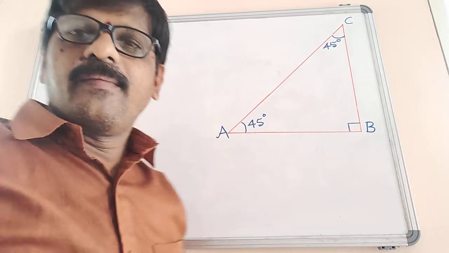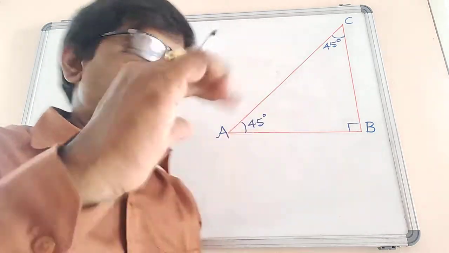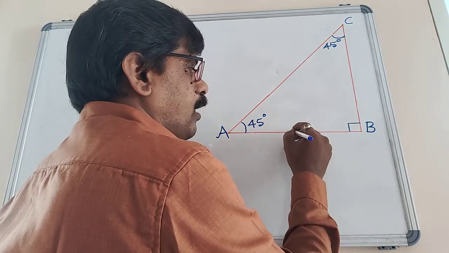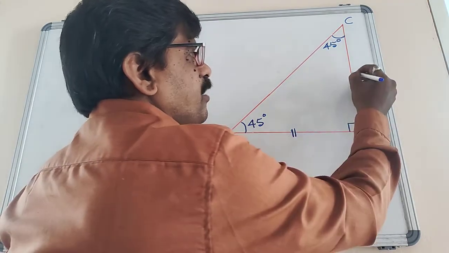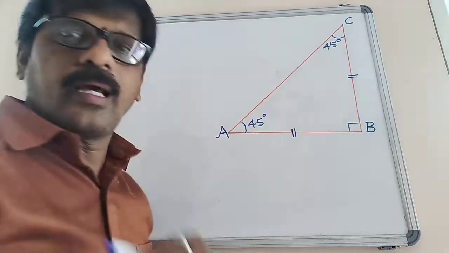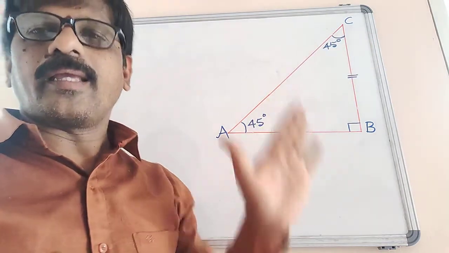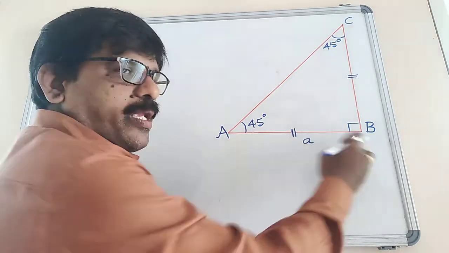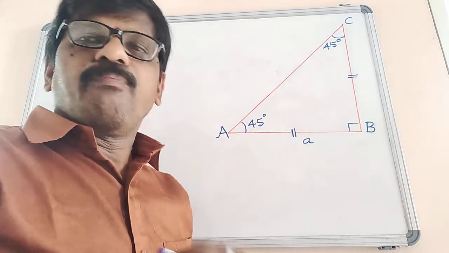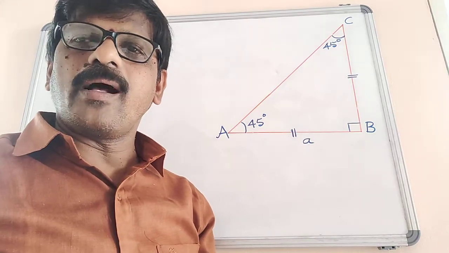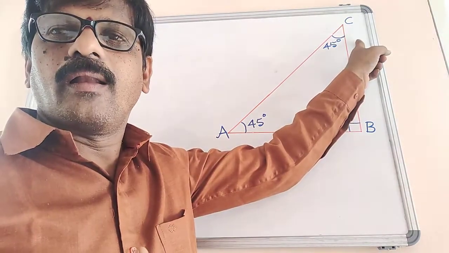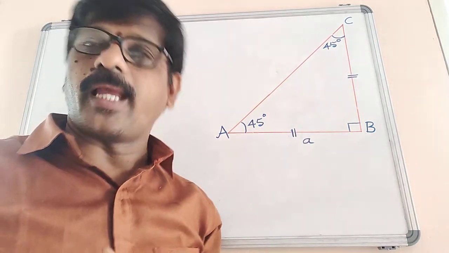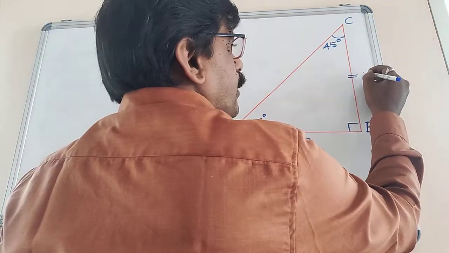Now A is 45, C is 45, so it is called a right angle isosceles triangle. That means the adjacent sides are equal. AB and BC are equal. Let the length of AB be a. Similarly, BC is also a, because AB and BC are equal in a right angled isosceles triangle.